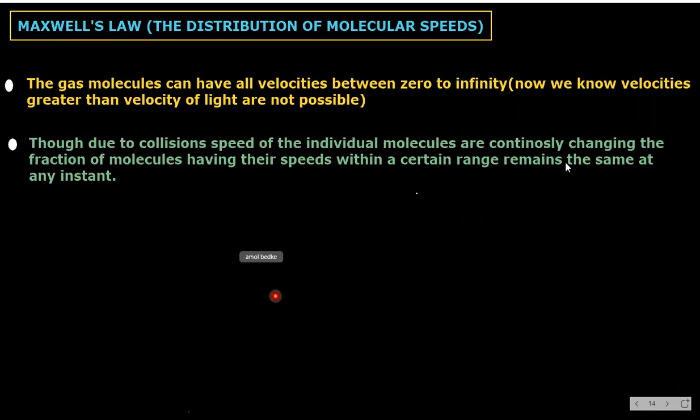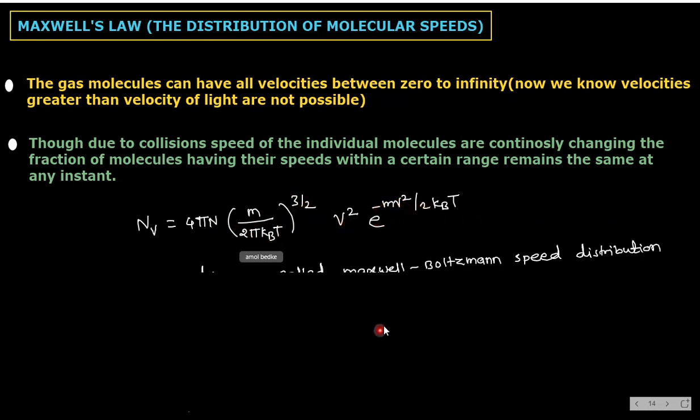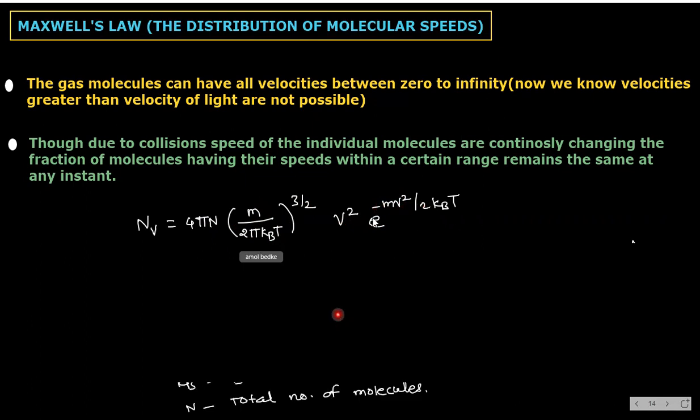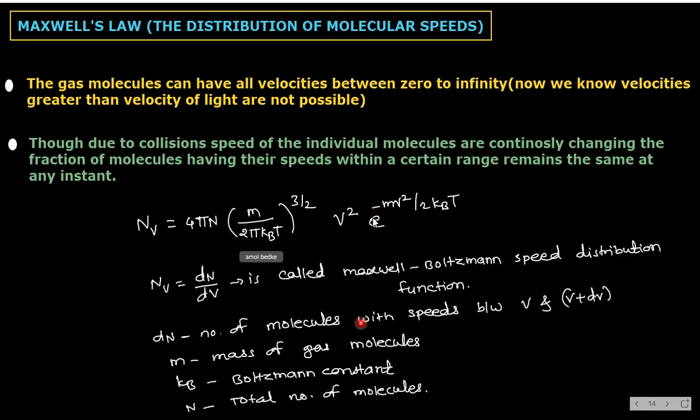So see, this is the equation. Nv is equal to 4 pi n, m by 2 pi kBT whole power 3 by 2, v square e power minus mv square by 2 kBT. This Nv, that is dn by dv, is called the Maxwell-Boltzmann speed distribution function. dn is the number of molecules with speeds between v to v plus dv. M is the mass of gas, kB is the Boltzmann constant, and n is the total number of molecules. If you get a problem on this, you can use it.